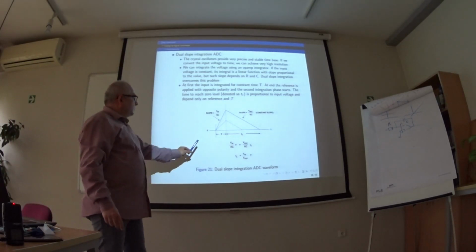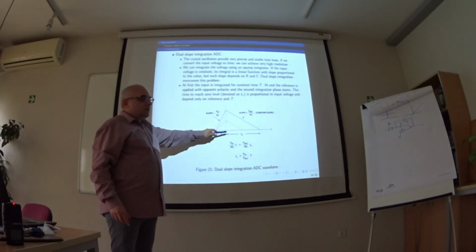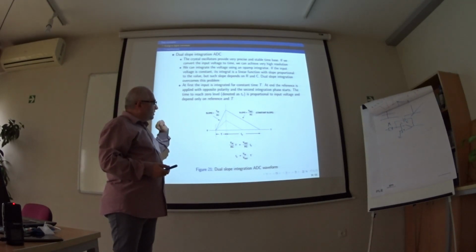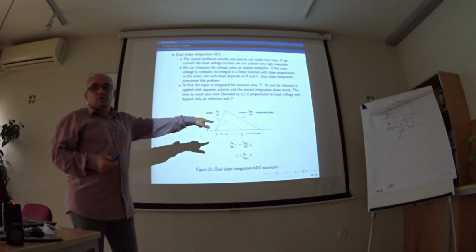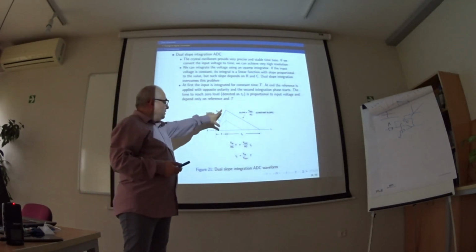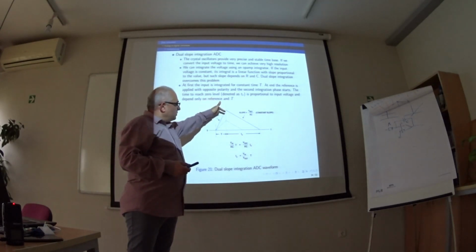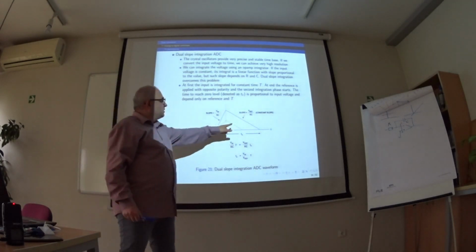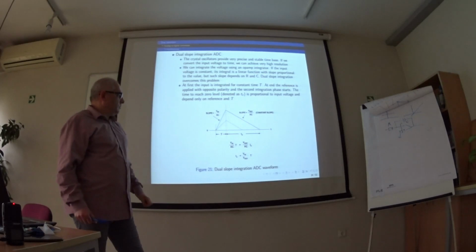We integrate this for a fixed time t, and at this point we apply to the analog to digital converter the reference voltage, which is very stable, which is constant. When we apply this, our integrator starts to ramp down. This slope is equal to the reference voltage divided by R by C. We have a constant slope.